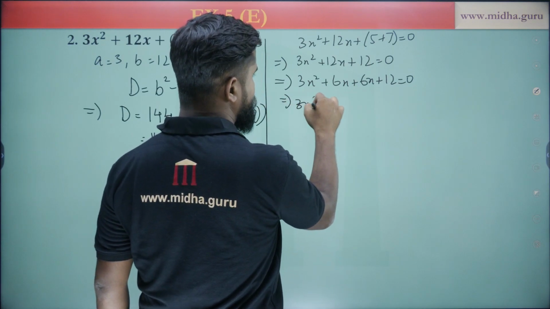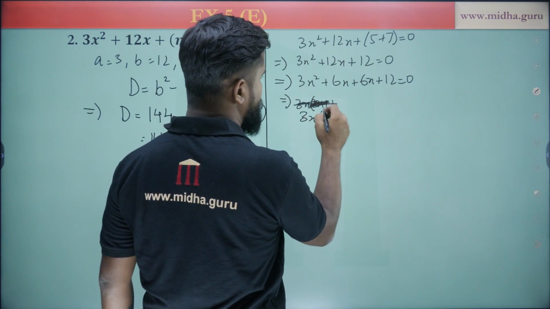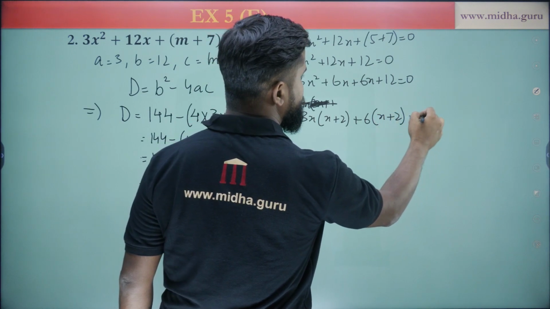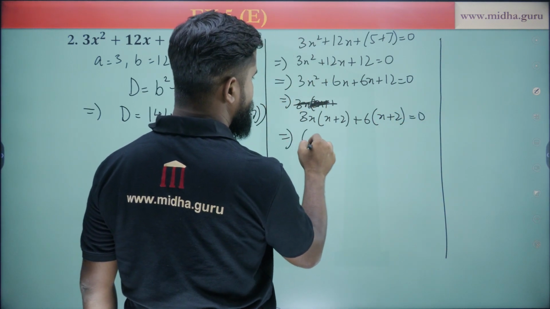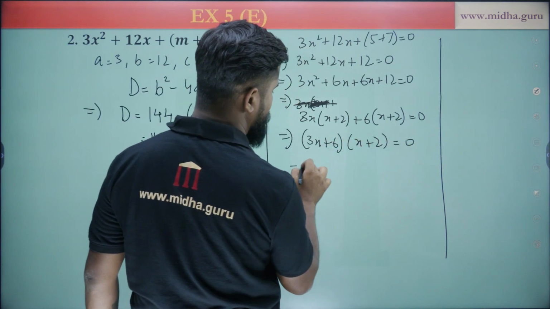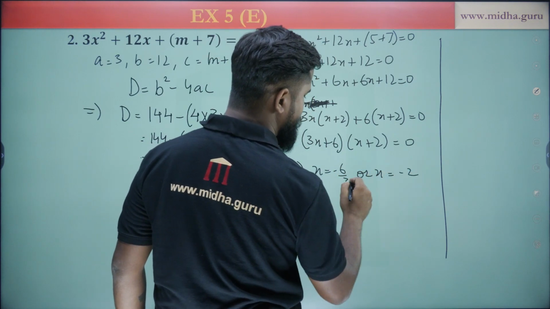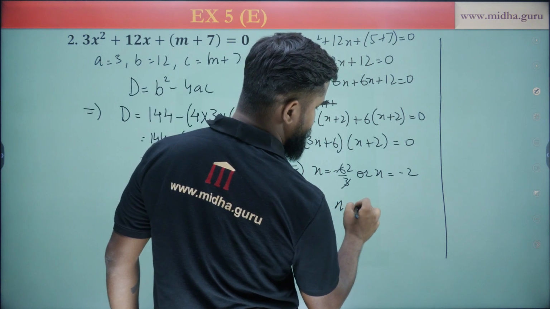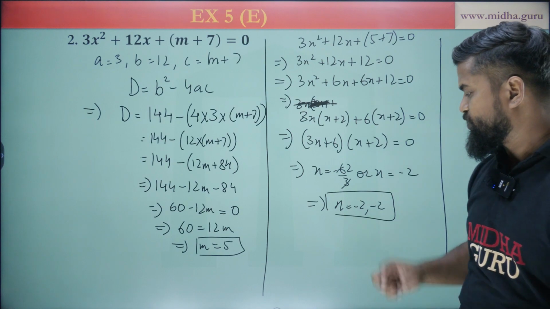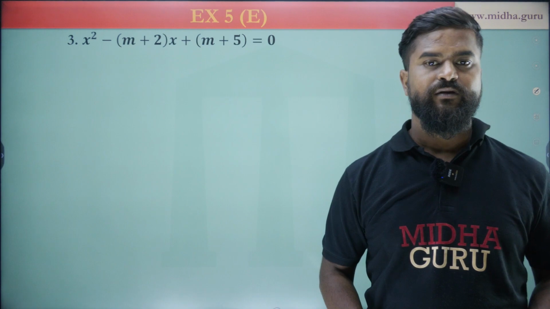So here we will take 3x as common, we will get x plus 2. And then again we take 6 as common, we again get x plus 2. So the two factors we have are (3x plus 6) into (x plus 2) is equal to 0. So x is equal to either minus 6 by 3 or x is equal to minus 2. And when we equate this, x is equal to minus 2, minus 2, which you already knew based off of the question that the roots were going to be equal. So now let's move on to the next question.